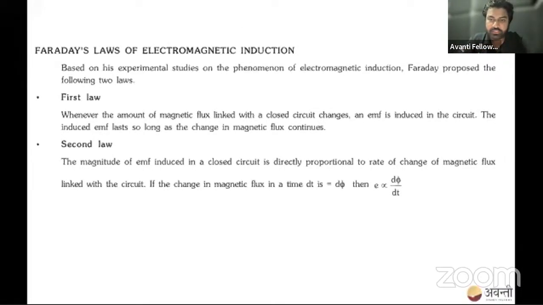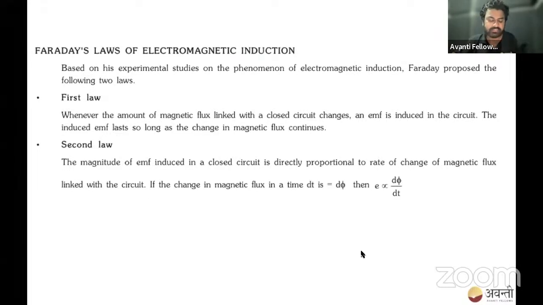Okay. Chalo, let me read it quickly. The first statement is very simple, that I already told you. Whenever the amount of magnetic flux linked with a closed circuit changes, an EMF is induced, right? Chalo. Second law, what is it telling? It is telling the magnitude of EMF induced in that coil or in that conductor is directly proportional to the rate of change of flux.